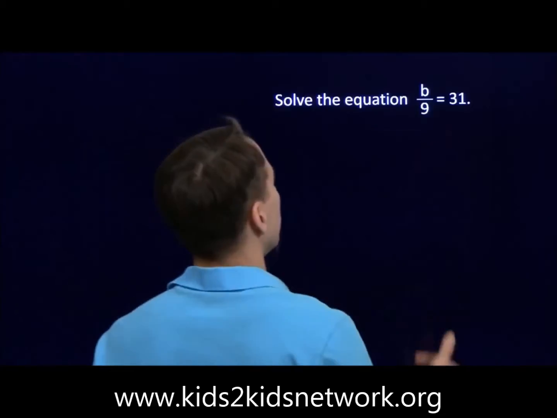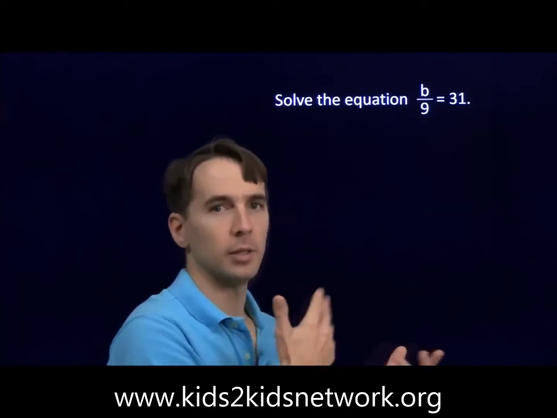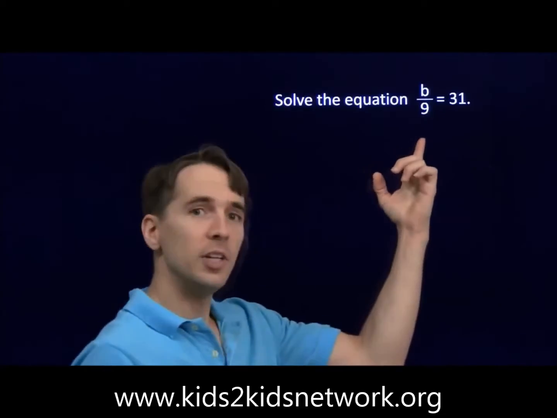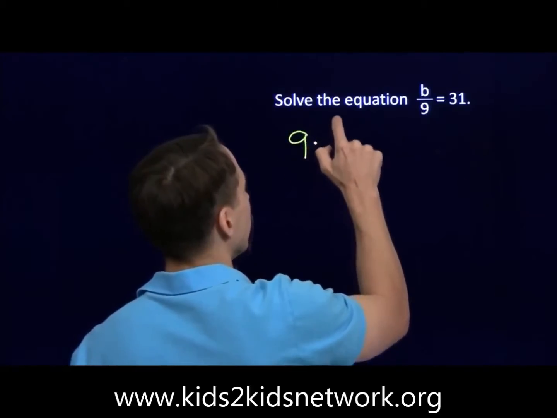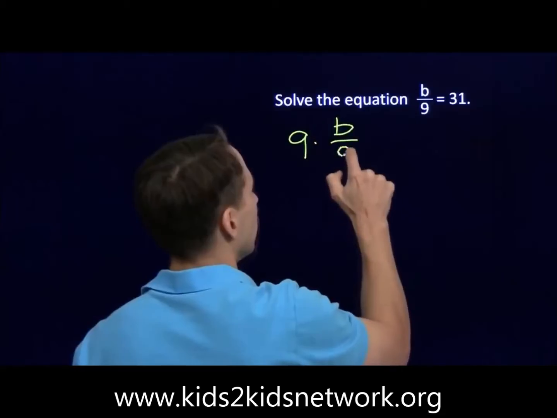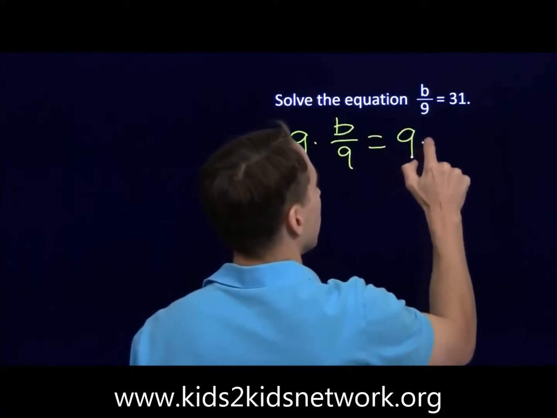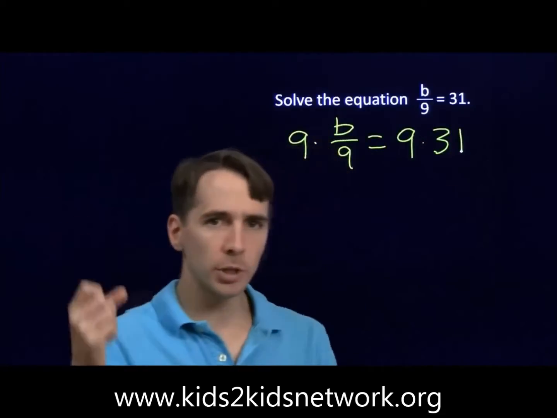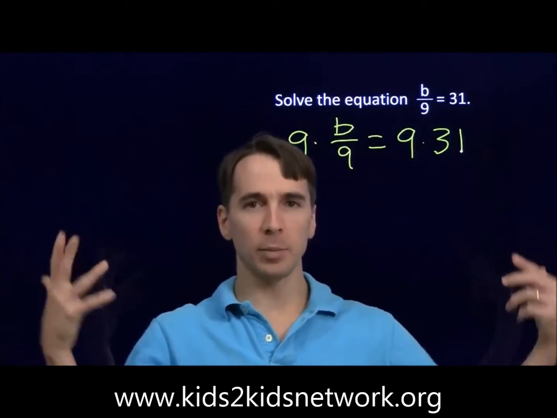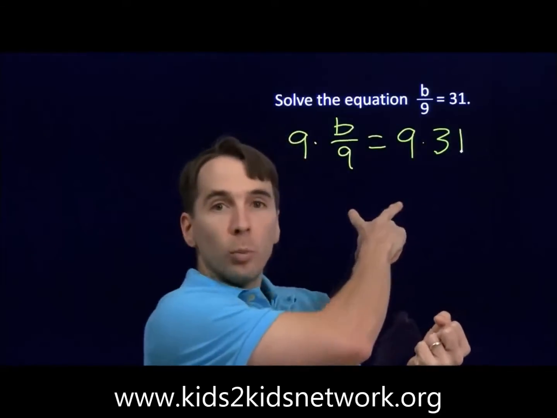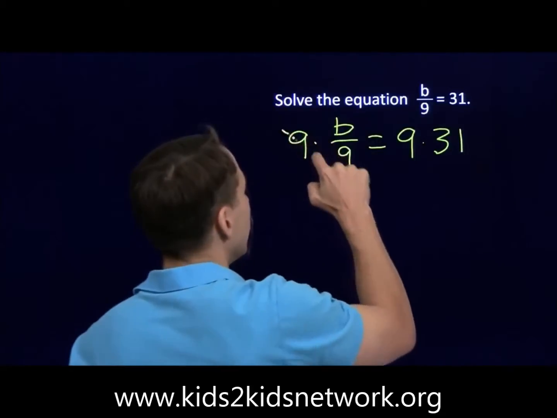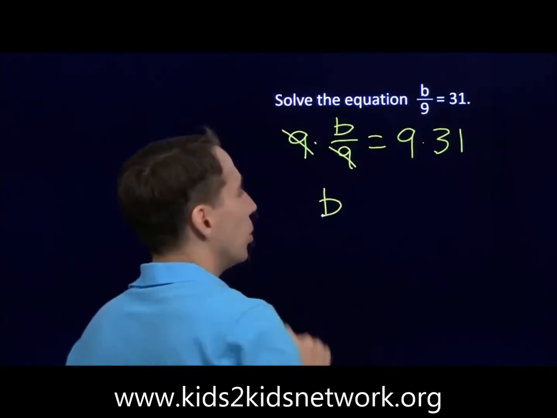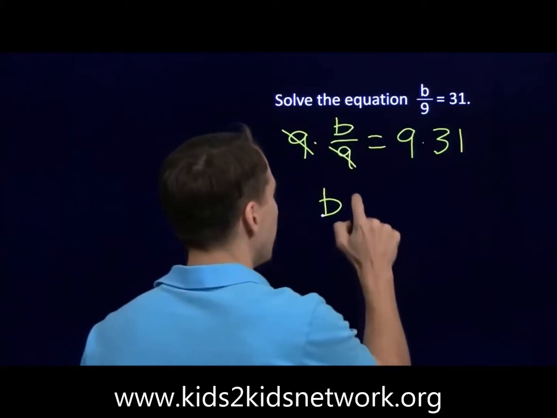Now here, the variable is divided by something instead of multiplied. We undo division with multiplication. We're going to multiply both sides by 9. If we have two equal numbers and we multiply them by the same thing, we get two equal products. We're doing the same thing to both sides. We're multiplying them both by 9. These 9's will cancel out, leave our variable all by itself. That was the plan all along.